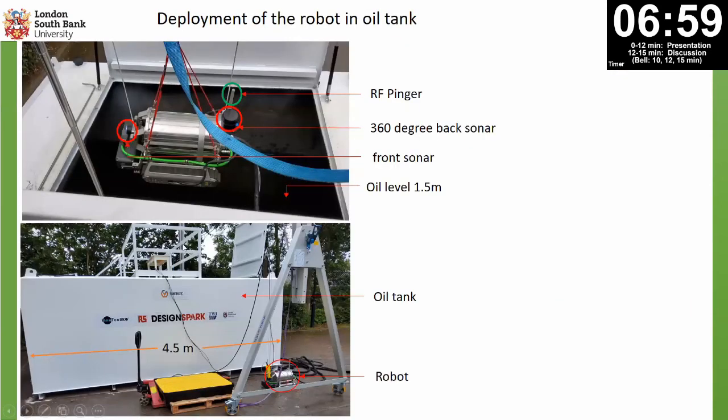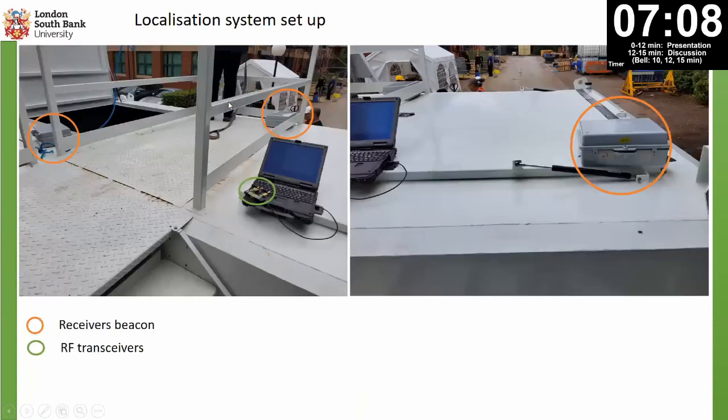So in this one, we got one antenna on this robot. In this image, the receiver was placed on the top of the tank. We got three receivers placed on the top of the tank, and one receiver which is also connected to our computer.